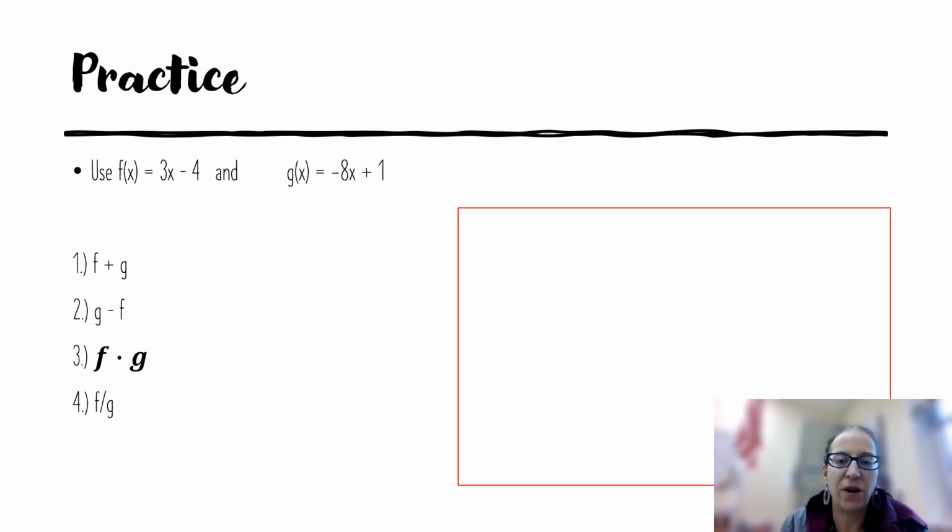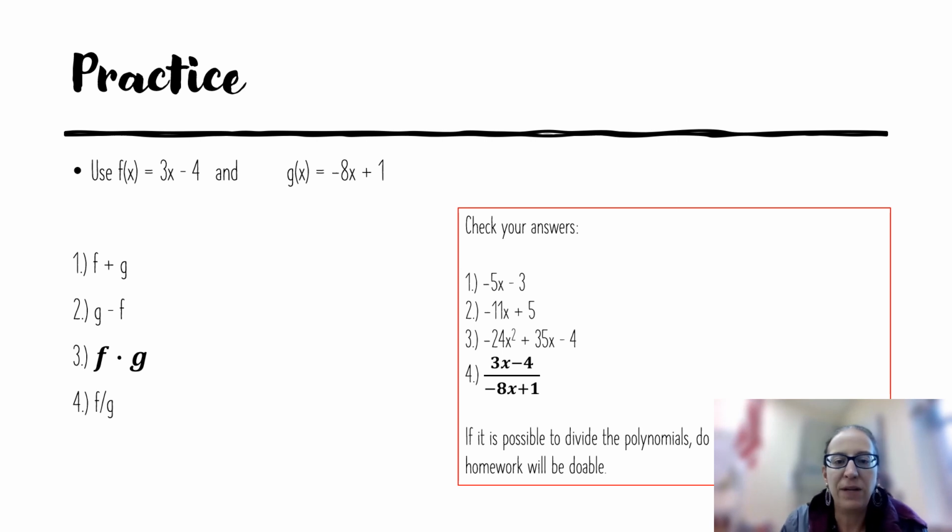All right, so on the next slide, I believe we have the answers. And we do. So let's take a look at that. So f plus g, you've got 3x plus negative 8x, which is negative 5x, and then negative 4 plus 1, which is negative 3. So your sum would be negative 5x plus 3.